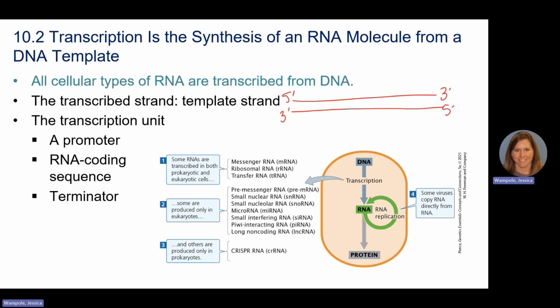Now, which strand that is depends on the gene, but no matter which gene we're using, we are going to use what we call the template strand. The template strand is going to be the strand that runs 3' to 5'. This is because our RNA polymerase, just like DNA polymerase, builds its molecule in a 5' to 3' direction. So in order to get our messenger RNA in a 5' to 3' direction, we have to use the 3' to 5' strand.